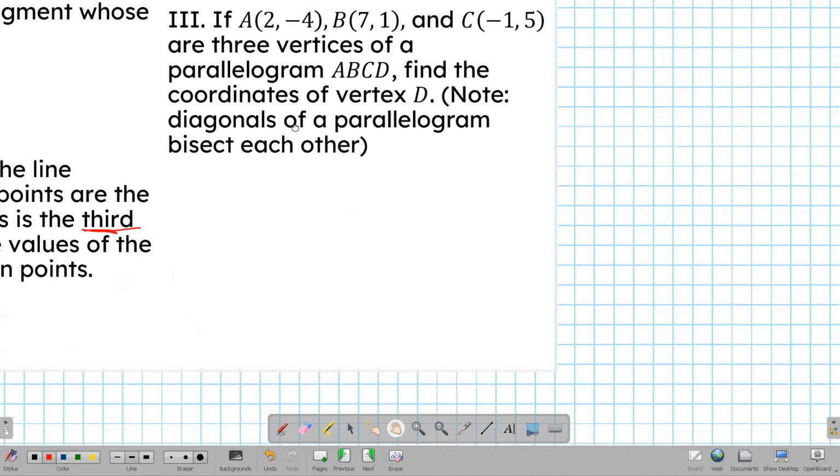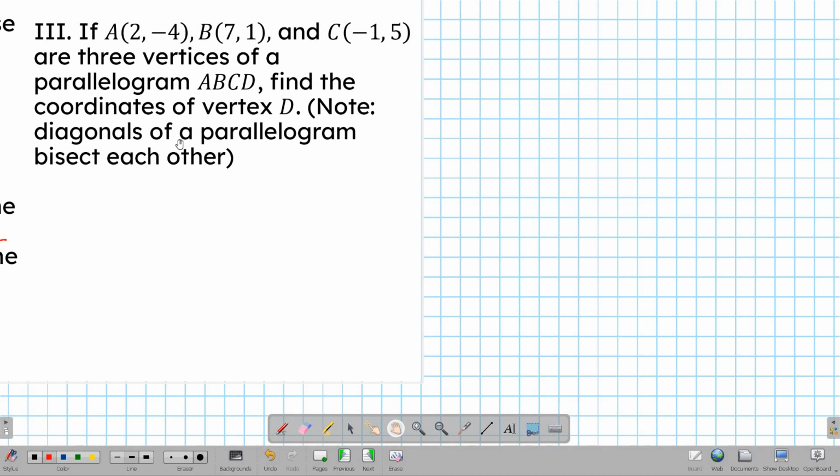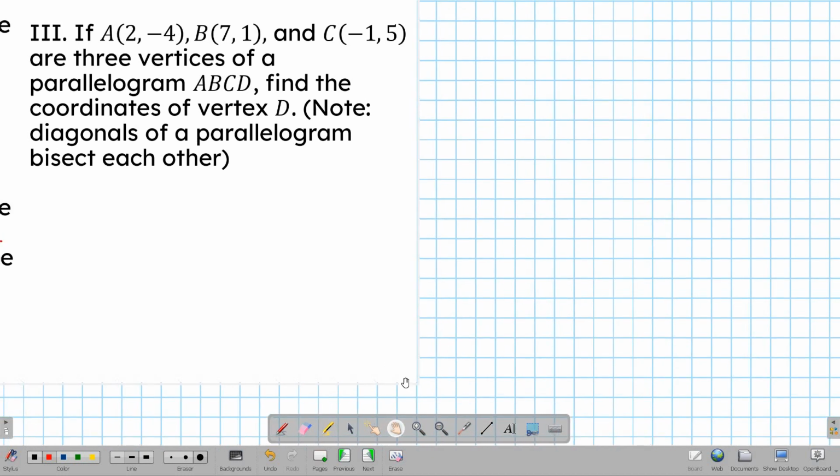Now, another application is here. Ito, medyo mas hindi ganun ka-straightforward na application ng midpoint formula. If A at the point 2, negative 4, B, the point 7, 1, and C, negative 1, 5 are 3 vertices of a parallelogram ABCD, you're asked to find the coordinates of vertex D. We are to note that diagonals of a parallelogram bisect each other. Ngayon, paano papasok ang midpoint formula dyan?